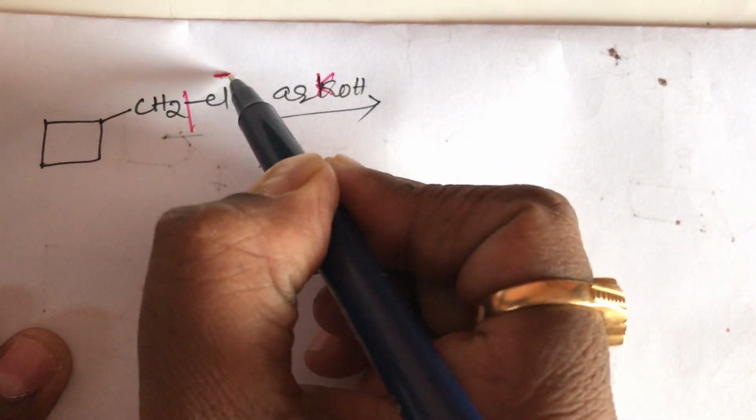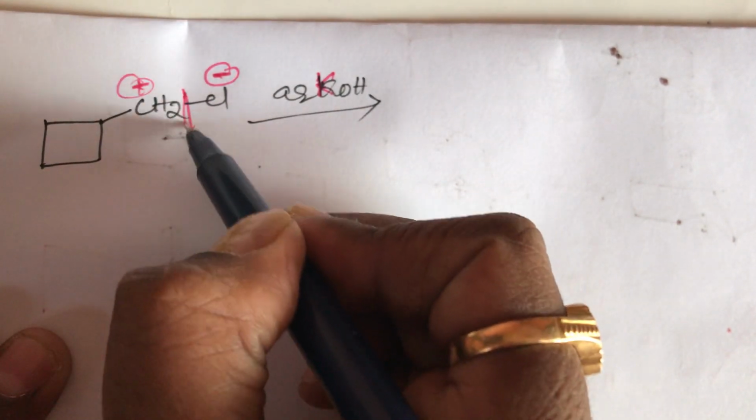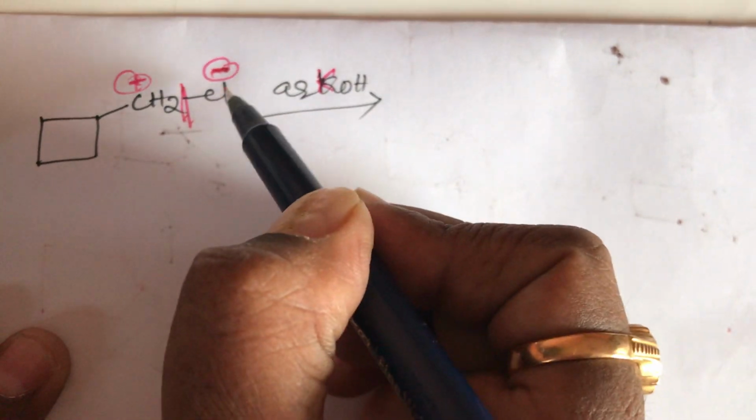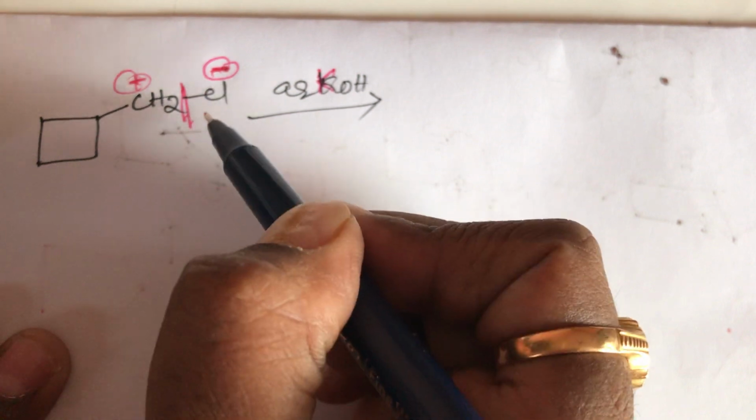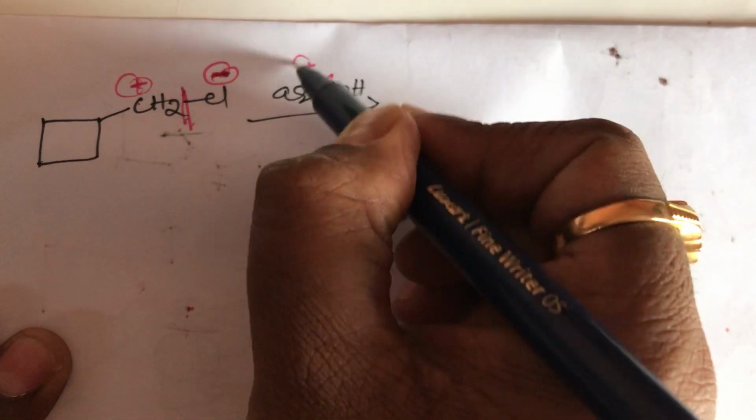Here this chlorine is getting a negative charge and this carbon is getting a positive charge. The bond cleaves because chlorine is electron withdrawing, so chlorine gets the negative charge and carbon gets the positive charge. Here we have K plus and OH minus.